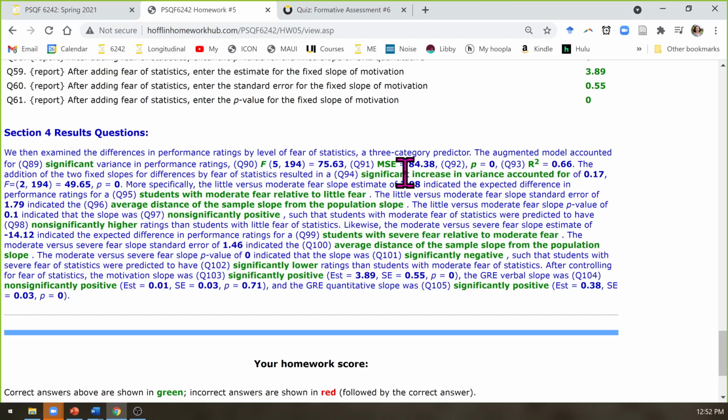But the sums of squares residual that creates the residual variance would never increase. It would only be the same or lower. Excuse me, saying that backwards.